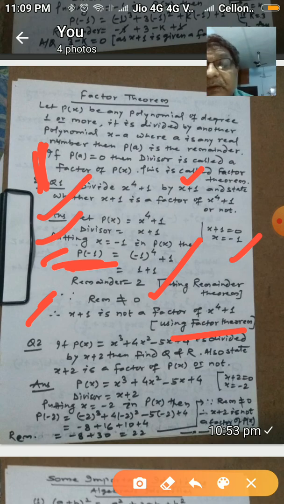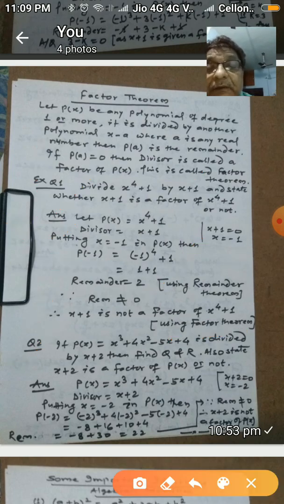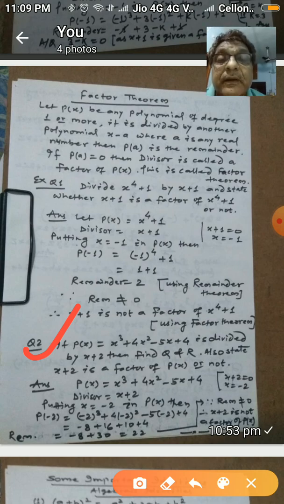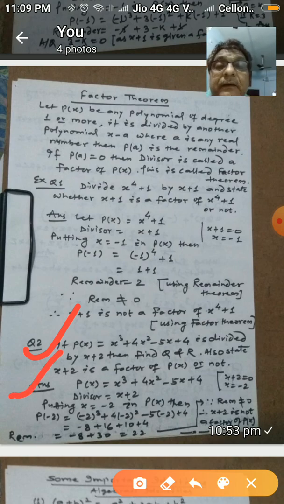Now a similar question 2 we have taken here, which is: if p(x) equal to x cube plus 4x square minus 5x plus 4 is divided by x plus 2, then find the quotient and remainder. Also state whether x plus 2 is a factor of p(x) or not. We will do it in a similar way. Just as we have written, let p(x) equal x cube plus 4x square minus 5x plus 4, then divisor equal to x plus 2, making the divisor equal to 0 here. From x plus 2 we find the value of x, which is minus 2.